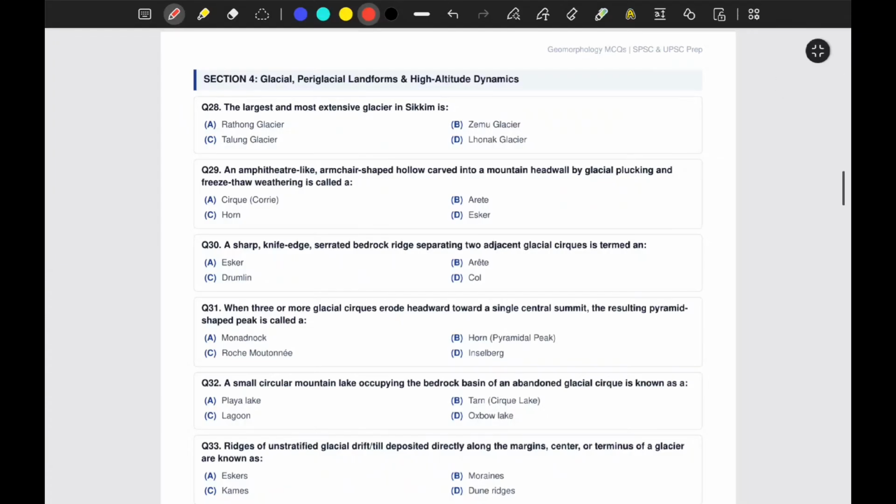Question number 28. The largest and most extensive glacier in Sikkim is? The obvious answer is Zemu Glacier.